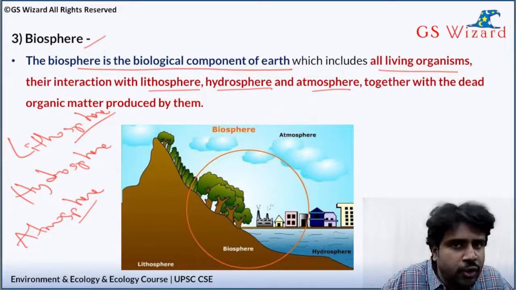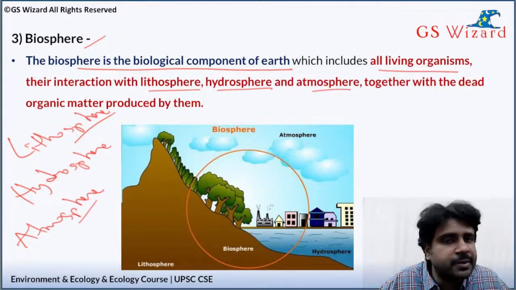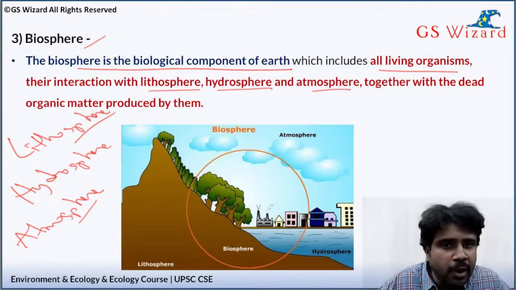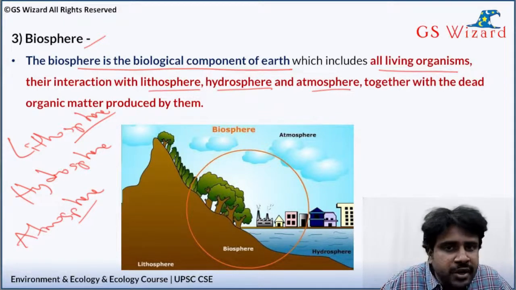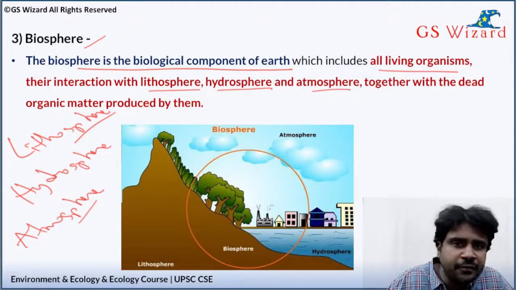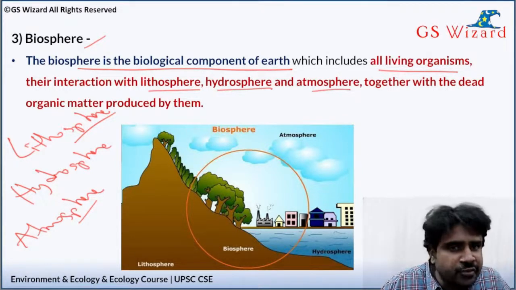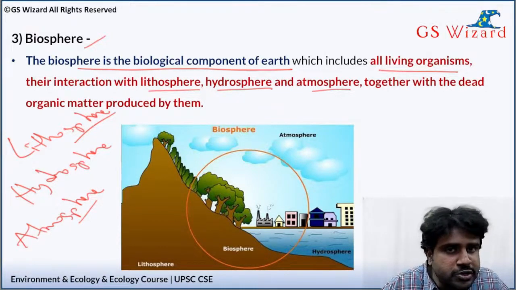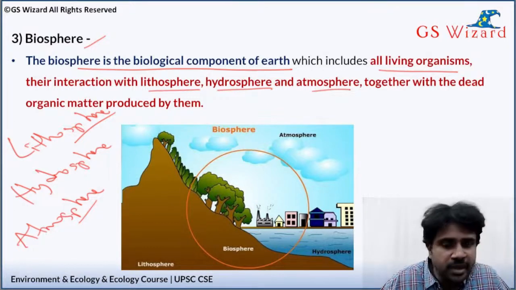So biosphere is the biological component of Earth. It includes all the living organisms, and the interaction of living organisms with lithosphere, hydrosphere, and atmosphere. As simple as that. So basically, biosphere is the fourth and biological component of Earth. Biosphere consists of all the living organisms on planet Earth, starting from the tiniest microorganism to the largest blue whale, each and every organism. And also the organic matter produced by living organisms. That means when living organisms die, their dead bodies, even that is organic matter.